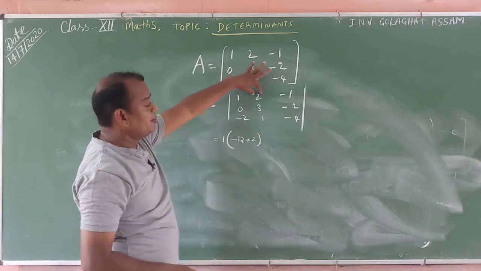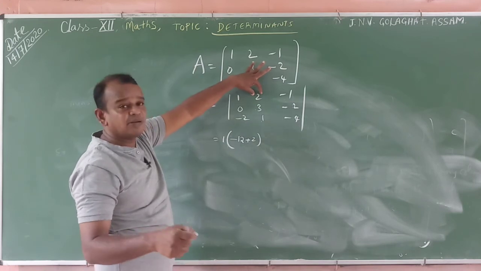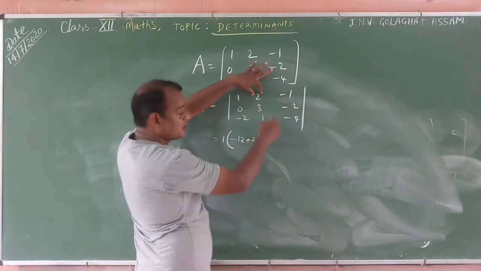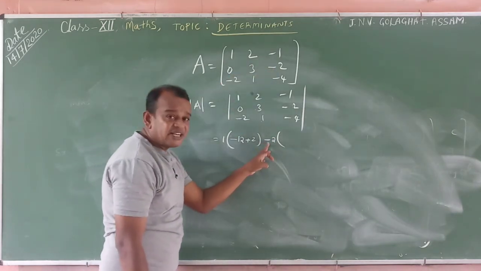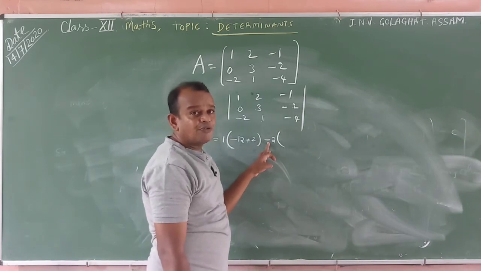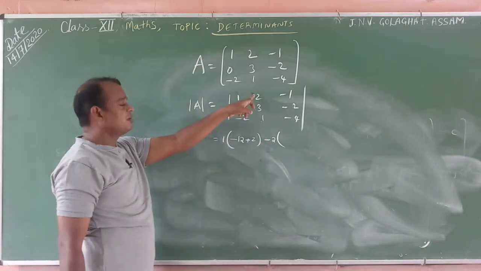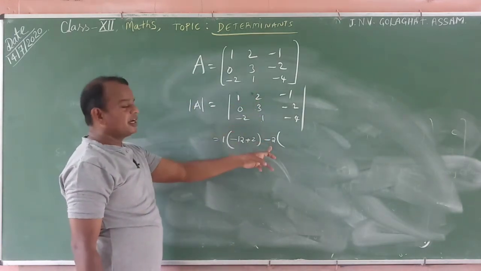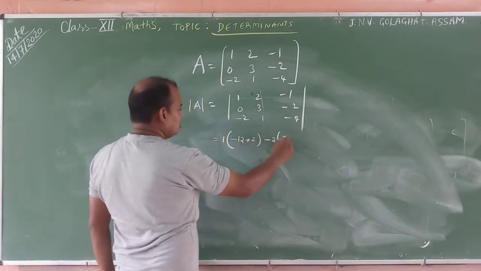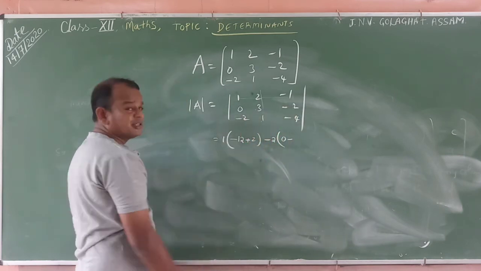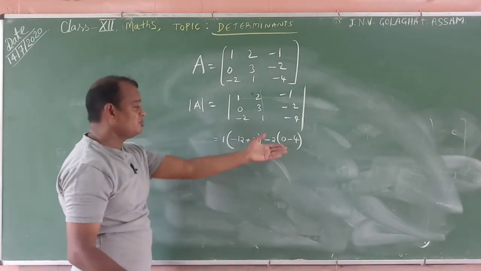After that, the element is 2. For element 2 we can find the cofactor, but the sign is 100% minus. Why? This is the second row, first column. Now we can find the minor. This minus represents the sign for the cofactor, because the minor is multiplied with minus 1 power i plus j. If positive is there, you take minus; if negative is there, you take positive. Now this one: 0 into minus 4, 0. In the formula, minus 2 into minus 2, sorry, plus 4, that is 0 minus 4.